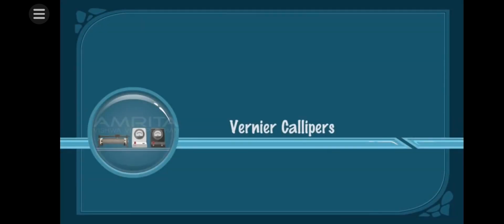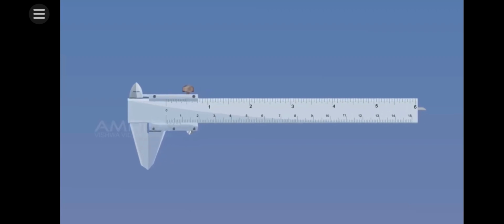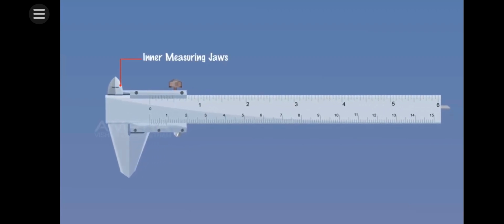Vernier calipers. The main parts of vernier calipers are inner measuring jaws, outer measuring jaws, vernier scale, retainer, main scale, depth measuring prong.